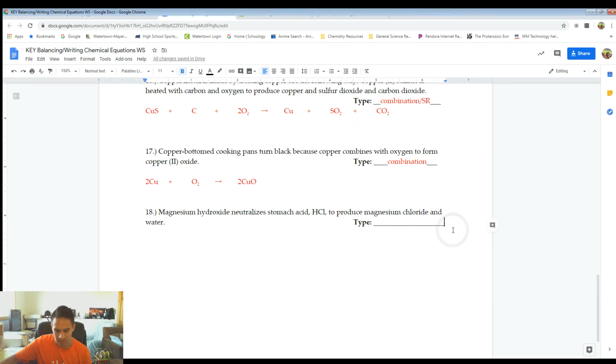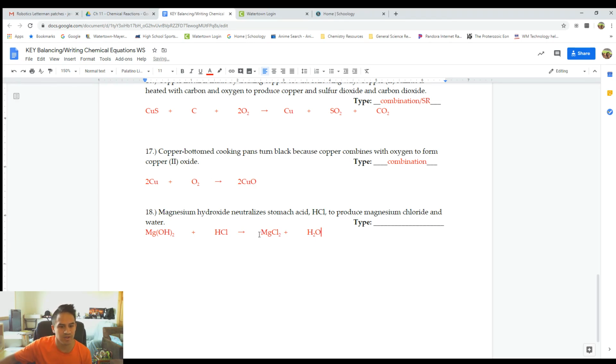All right, last one here. Magnesium hydroxide neutralizes stomach acid HCl to produce magnesium chloride and water. So magnesium hydroxide is Mg(OH)2. It's reacting with hydrochloric acid, which is HCl, and producing magnesium chloride. So there's MgCl2 and water, which is H2O.